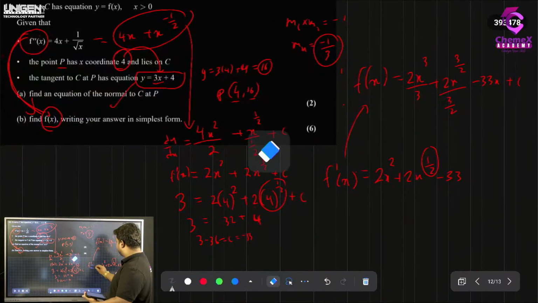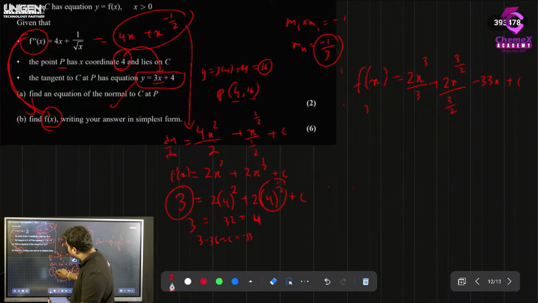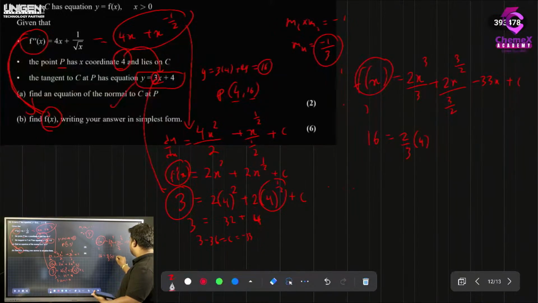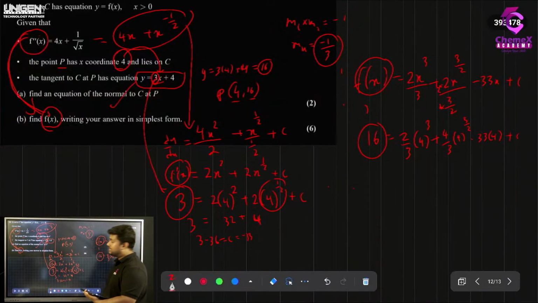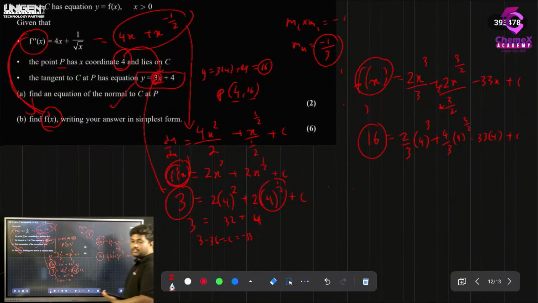Again, remember that here I didn't substitute y, okay? I substituted the gradient, because it was f dash x. Here I can substitute the y value, 16. So 16 equals 2 over 3 times 4 to the power 3 plus 4 over 3, because we multiply top and bottom by 2, 4 to the power 3 over 2 minus 33 times 4 plus c. Did you understand why I substituted 16 there? Because it's f(x). Here it was f dash x. That's why I substituted 3. Got it or no? Those are the tricky parts in these questions.